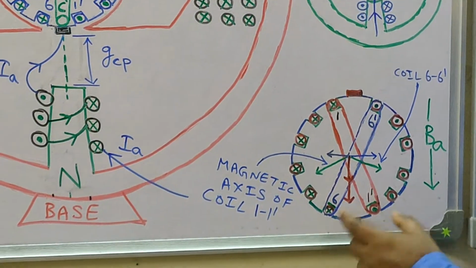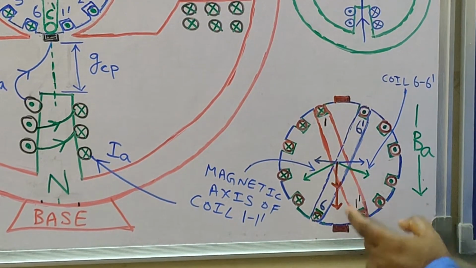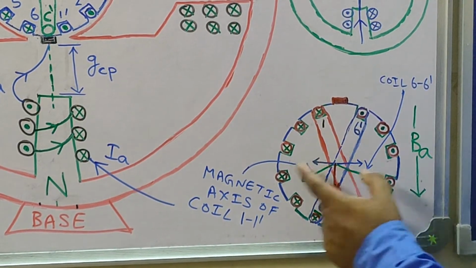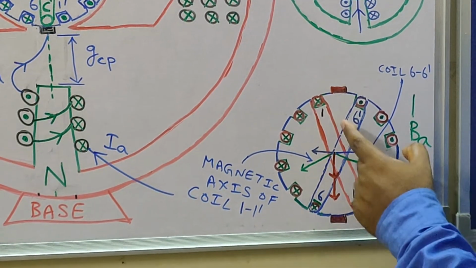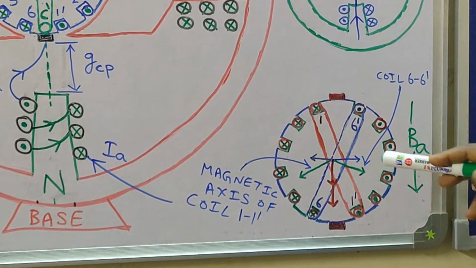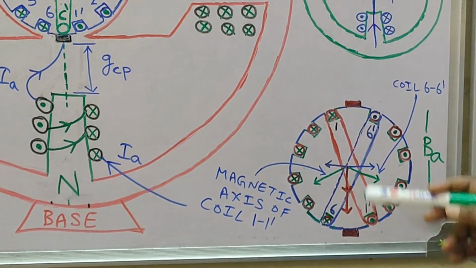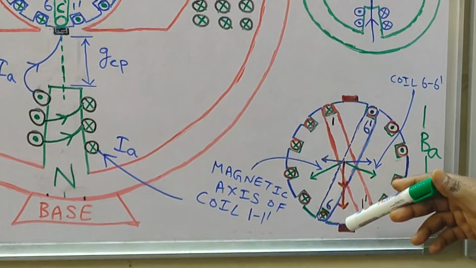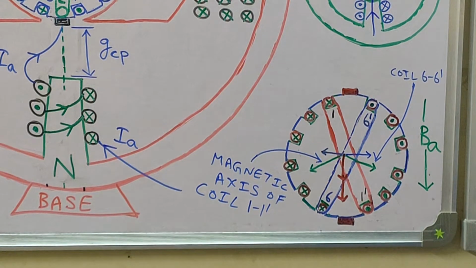So now what do you see? The horizontal component of MMF for coil 11 dash and the horizontal component of MMF for coil 6 dash are getting cancelled out. They are cancelling each other. So only the vertical component is getting added up. In this way, I have drawn here for two coils, 6 dash and 11 dash. So how many coils are remaining? Remaining are the 4 coils.